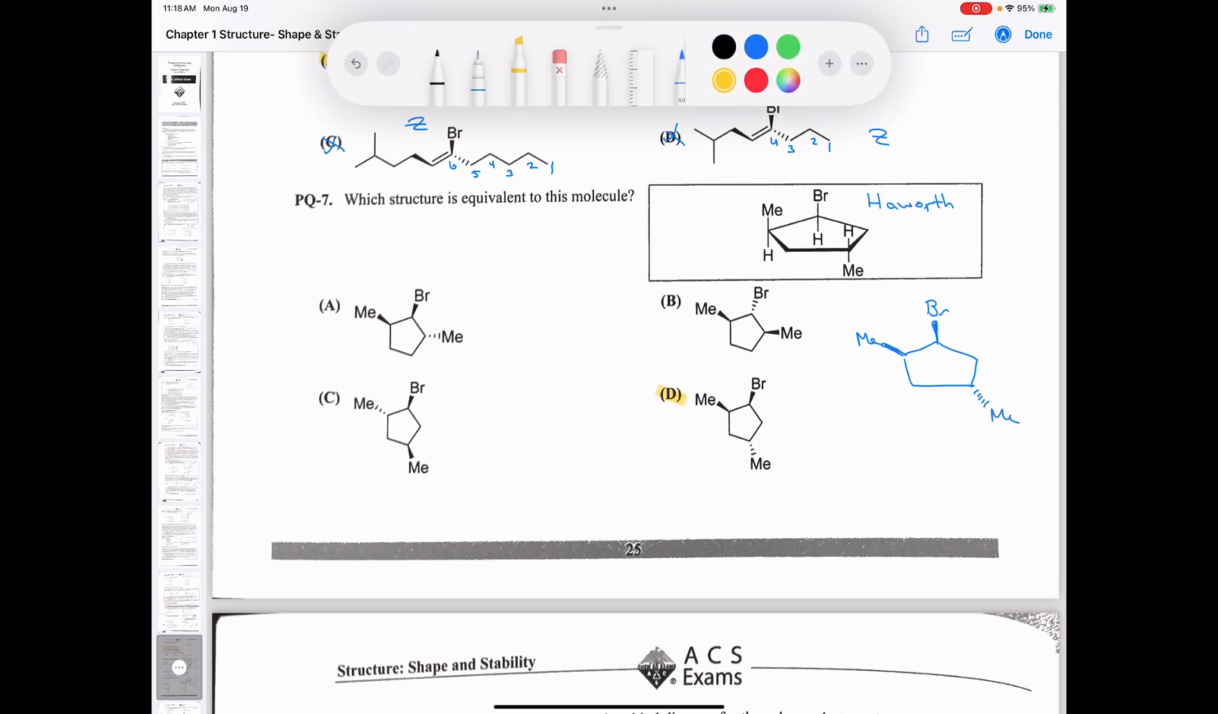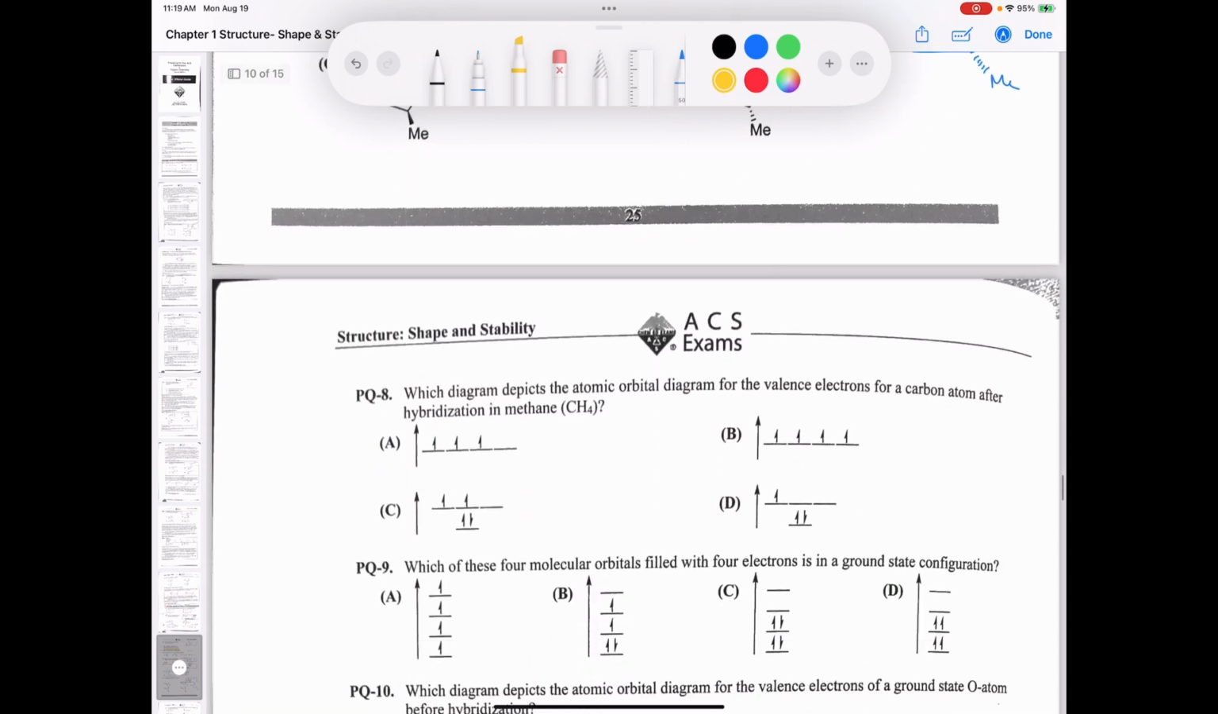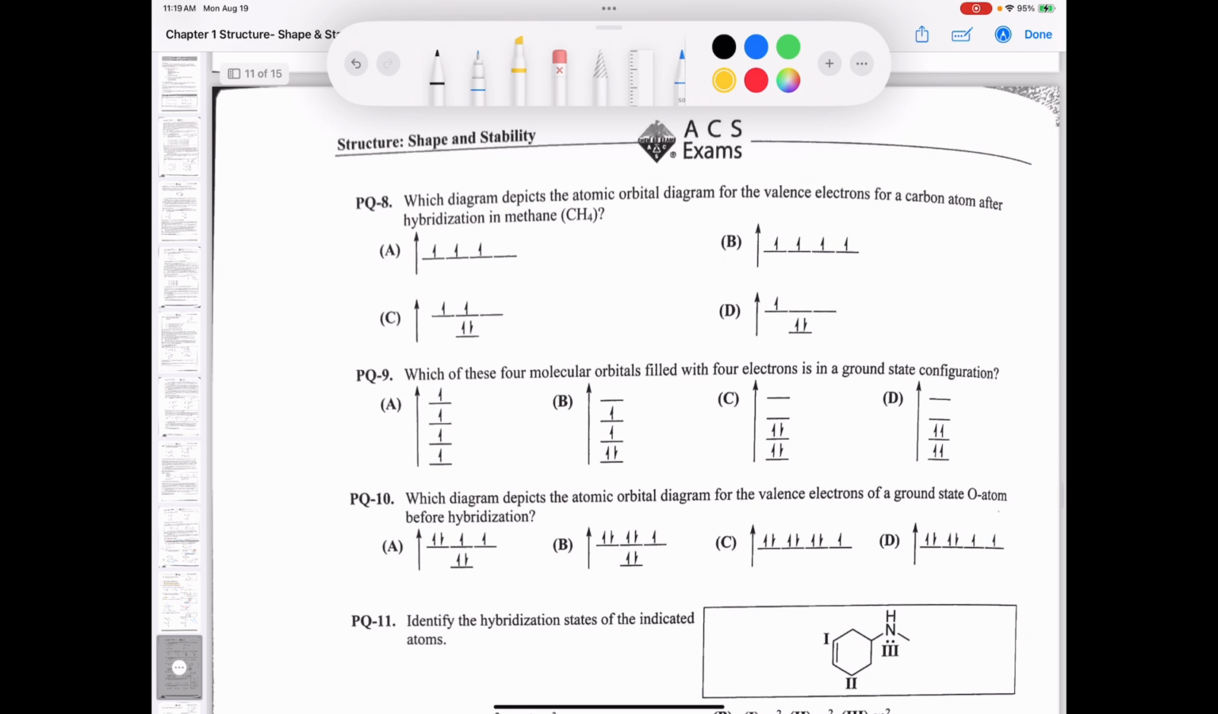So again, with Haworth projections, make sure you take some time to understand what a Haworth projection is. Okay, let's get into electron configuration here. Question 8 says, which diagram depicts the atomic orbital diagram for the valence electrons for carbon after hybridization in methane? Well, you should know what methane is. It's the simplest organic molecule in the universe. And the carbon in methane has 4 single bonds, or 4 sigma bonds.